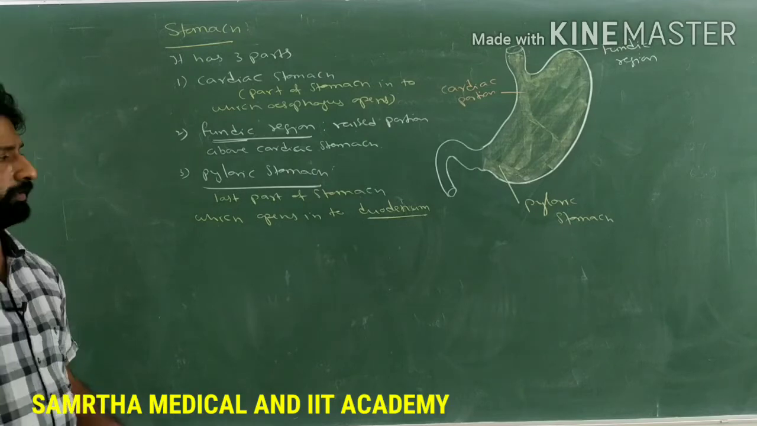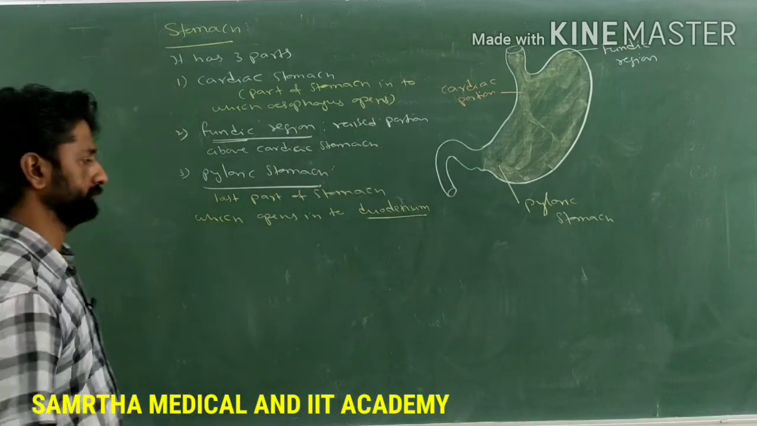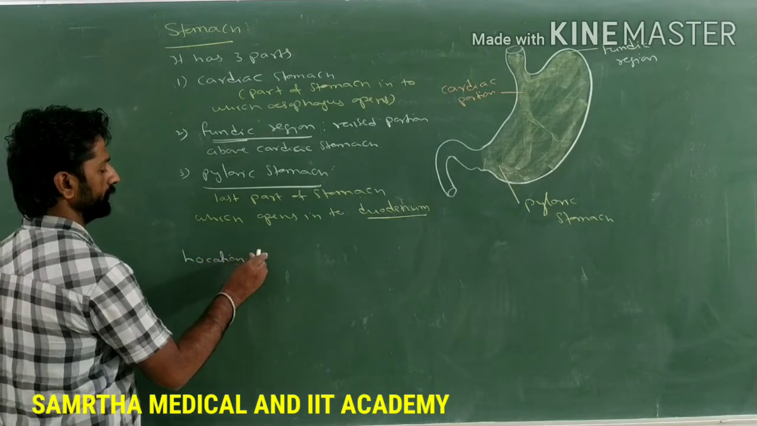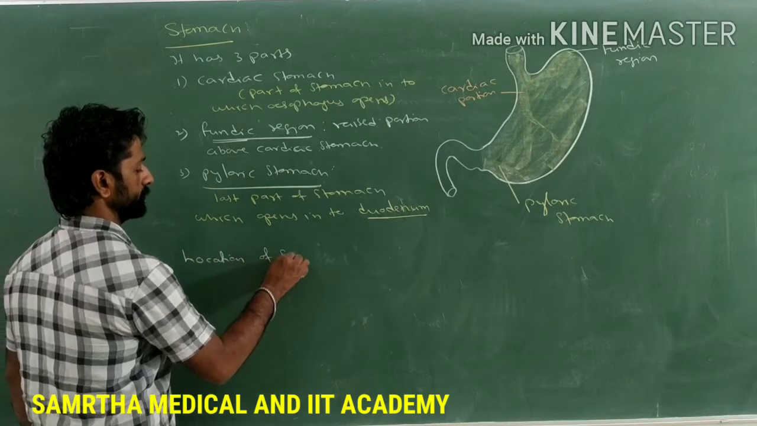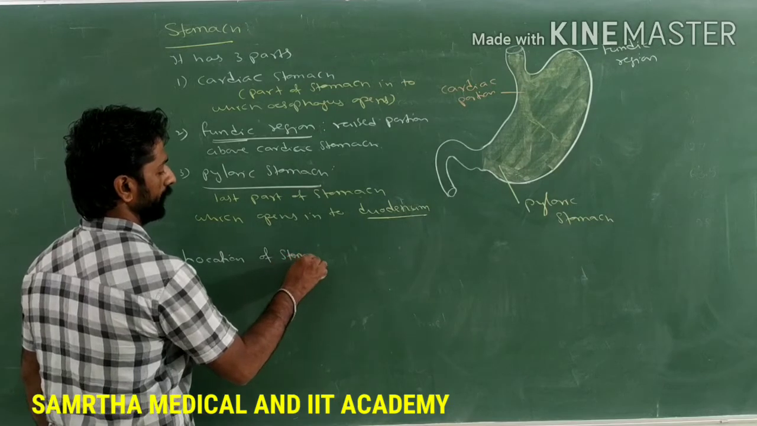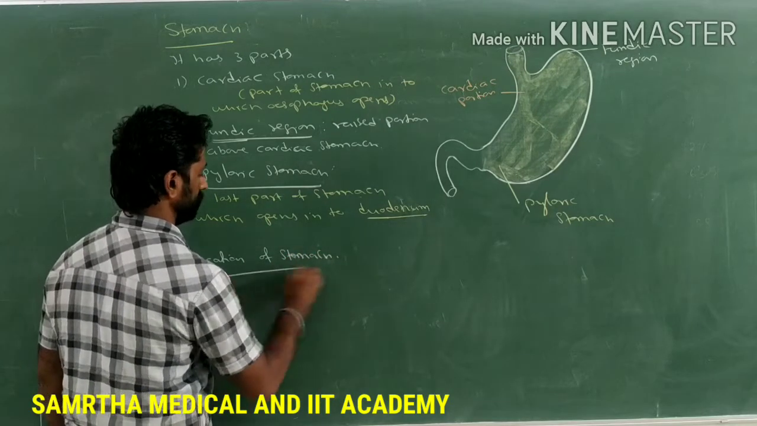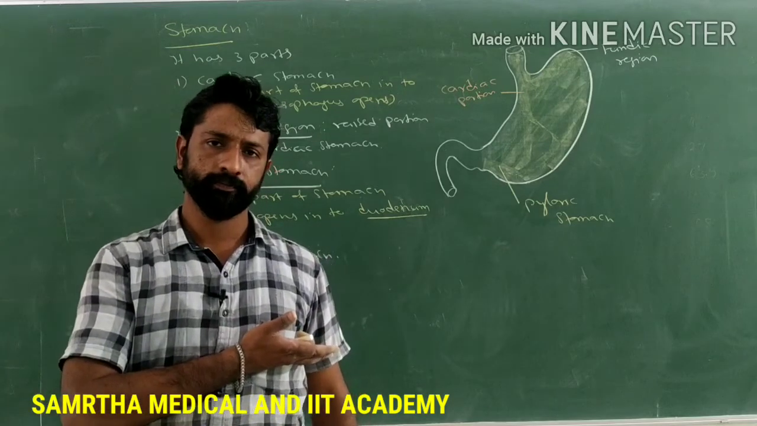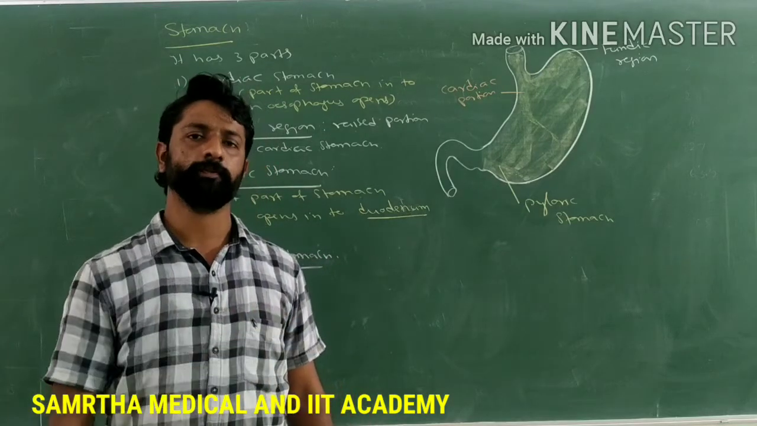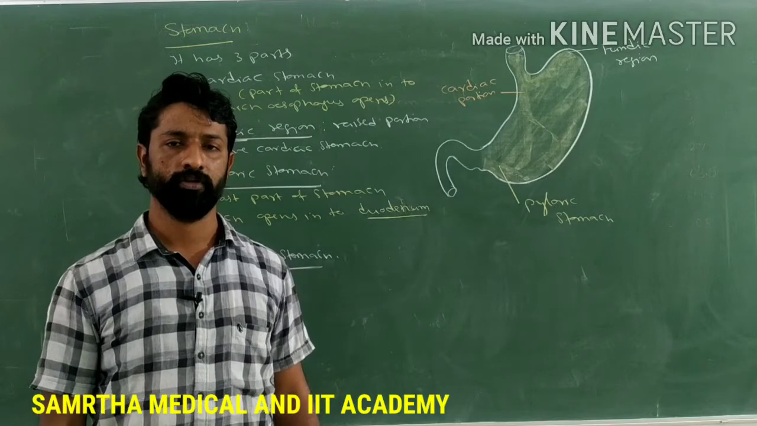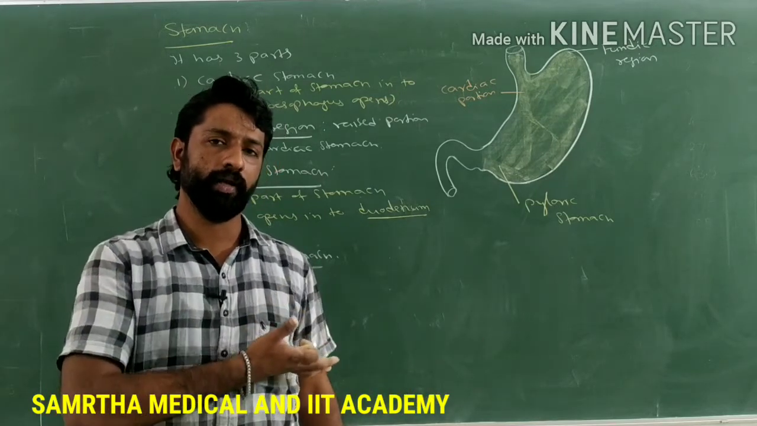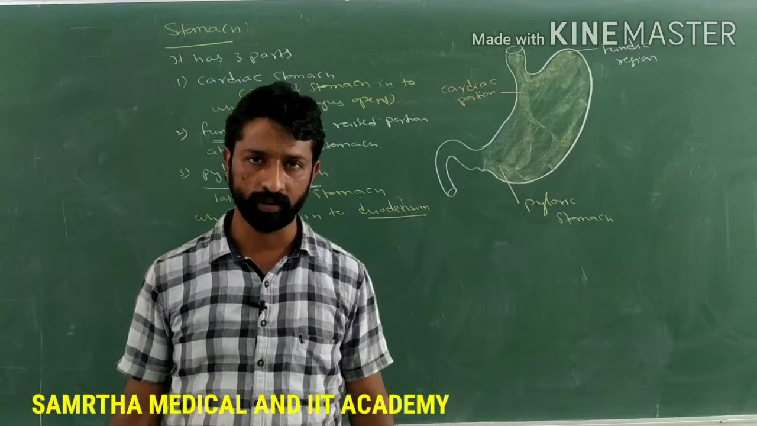Then what is the location of the stomach? Where is this stomach present? The stomach is present at the upper part of the abdominal cavity. Whether left or right, that is the upper left part of the abdominal cavity, right?